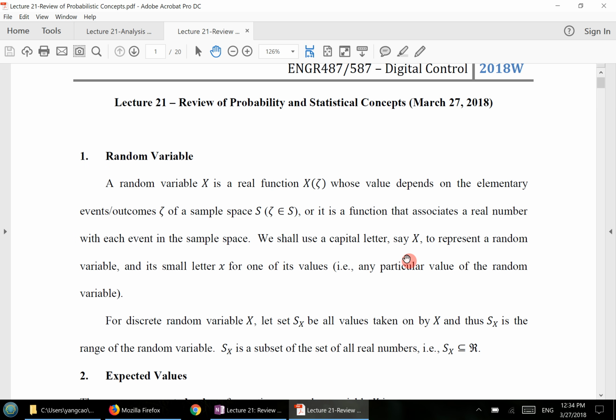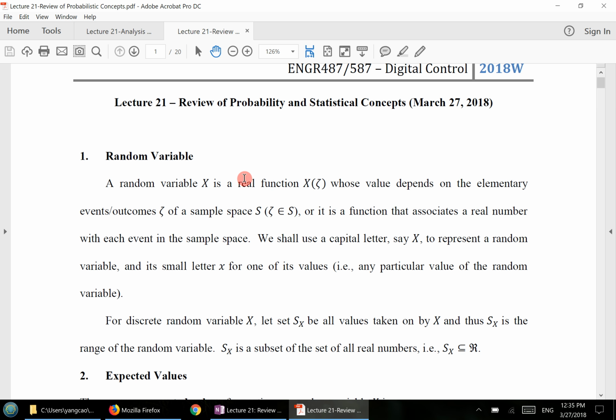Okay. So let's do some quick review of probability and statistics. Some of the concepts here shouldn't be new to electrical students, but some of them may be new to mechanical students. For mechanical, you have only taken 1 probability course, which is the 254. And for electrical, you have taken 2. Right? Yeah.